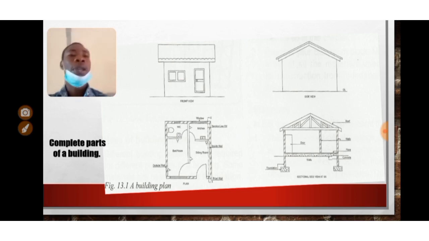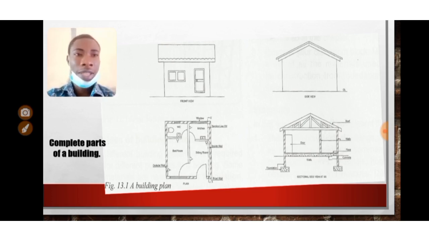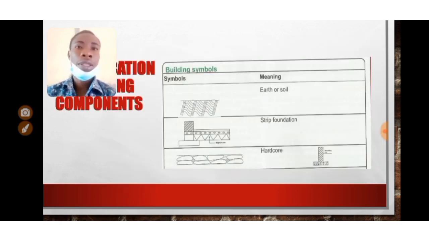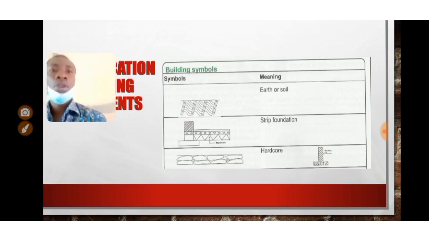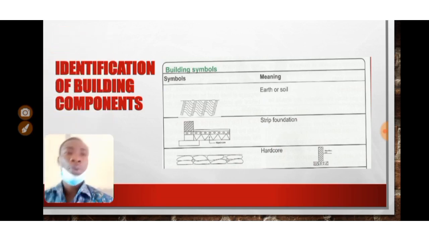You get to understand it better when we go in depth. And you can see the side view. Okay, the side view, and underneath the side view is the sectional view. So this is a complete house. By my analysis, it is a one bedroom self-contained, because I can see only one bedroom in the plan. So that's about that. Now, building identification of building components.